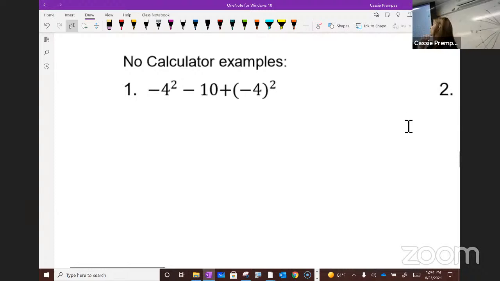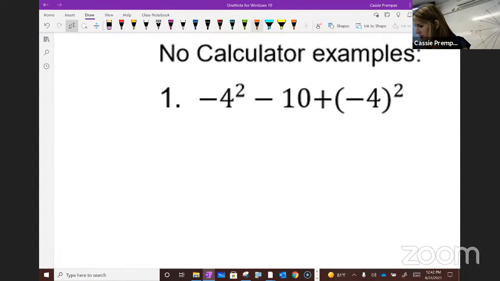All right, guys, let's move into number one. Number one, we're working with order of operations on integers. So remember your order of operations: parentheses, exponents, multiplication, division, addition, subtraction. It gives you the order of which to do things.